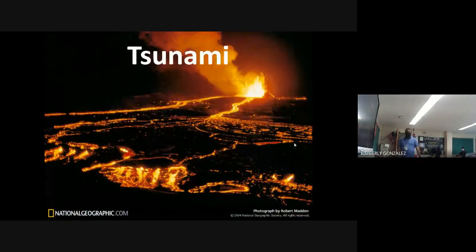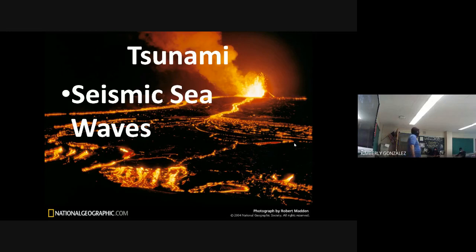The term that for some reason students always think has something to do with weather: a tsunami. It's a Japanese word that literally means big wave. That's what it means. The technical term is a seismic sea wave, an earthquake ocean wave.